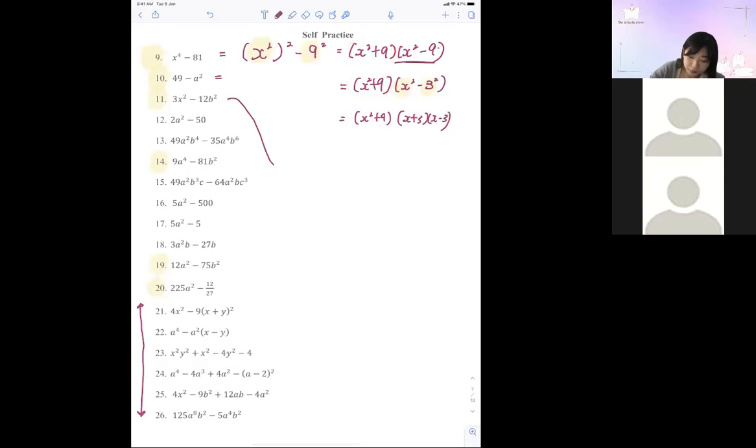Next one. Okay, don't forget to take out 3 first. If not, you cannot factorize because 3 and 12 are not square numbers, right? So all the common factor, common term must take out first. Then you can do a square minus b square, yeah?